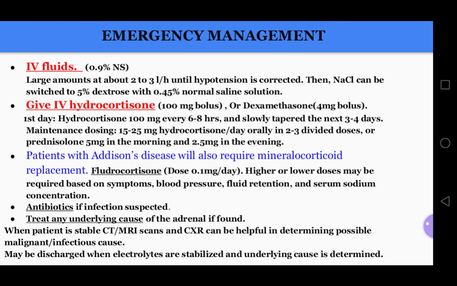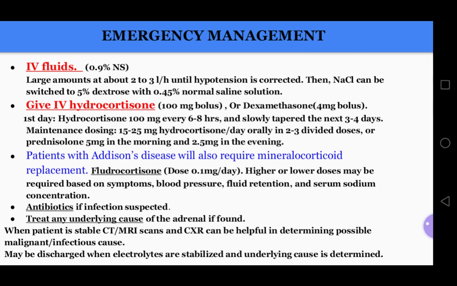Emergency management of Addison crisis consists of replacement of IV fluids with 0.9% normal saline. Usually large amounts, up to 2 to 3 liters per hour, are needed until hypotension is corrected. Then sodium chloride can be switched to 5% dextrose water with 0.45% normal saline solution. You have to give IV hydrocortisone 100 milligram bolus or dexamethasone 4 milligram bolus.